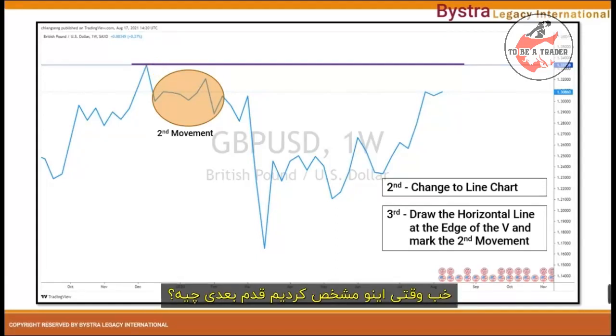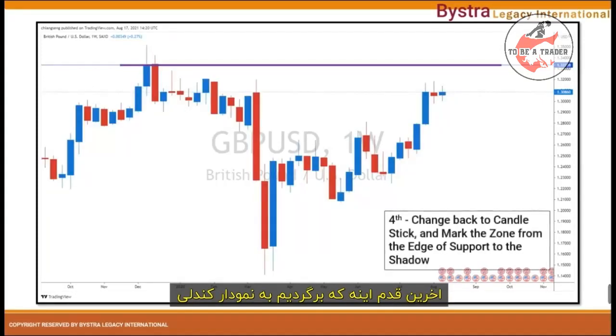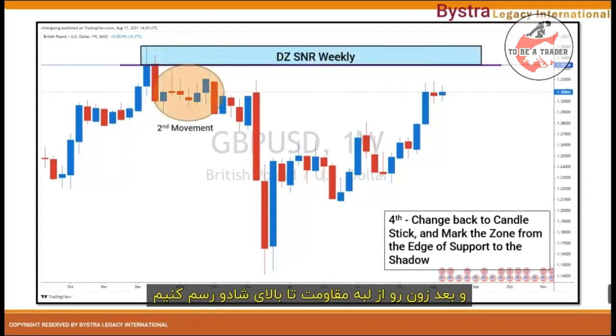So once we have marked this, what is the next step? The last step is to go back to the candlestick chart, and then we mark from the edge of the resistance, the zone, until the shadow up here. Okay? So once we have done our marking, we have completed our DZSNR on the weekly time frame, we have to wait for the confirmation of rejection.